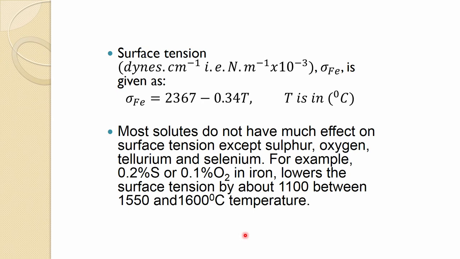Similarly, the surface tension of iron varies with temperature. So, it is a function of temperature, given by this empirical correlation. Surface tension of iron sigma F equals 2367 minus 0.34 T, where T is the temperature in degrees Kelvin, and the surface tension is given in dynes per centimeter, which can be converted into SI units, Newton per meter, by multiplying by 10 to the power minus 3.